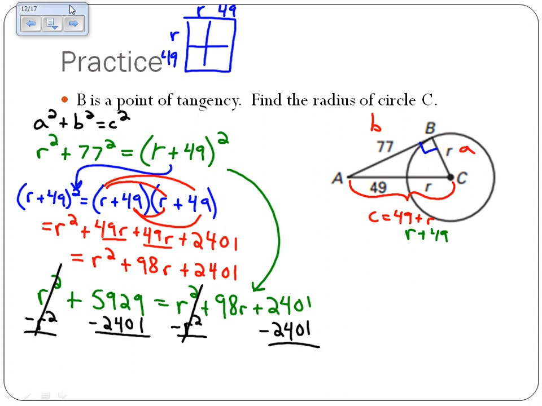So we get left with, this side cancels. Over here we get 3528 equals, what's left on the right? 98r. The last step is to divide by 98. And I forget what that is. Sorry, I'm running out of room. And that gives you r is equal to 36.